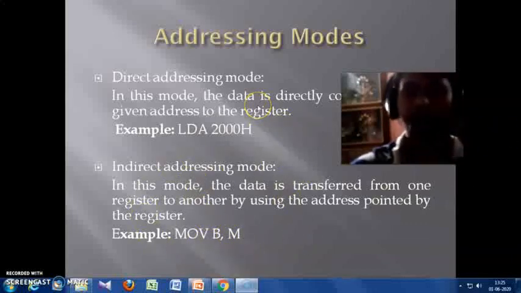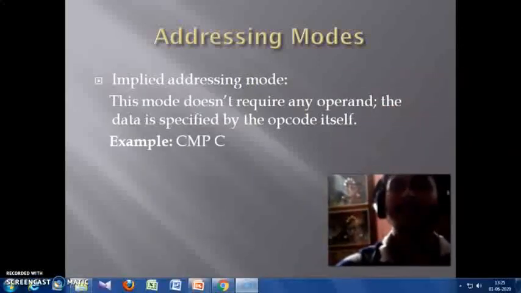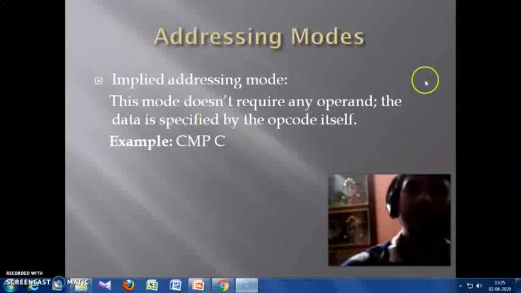Next is the implied addressing mode. This mode doesn't require any operand. The data is specified by the opcode itself, for example CMP C, which compares the content of the accumulator with the content of C. So this is the implied addressing mode. So these are the addressing modes of the 8085 microprocessor. In case of the 8085 microprocessor, we have these 5 addressing modes.